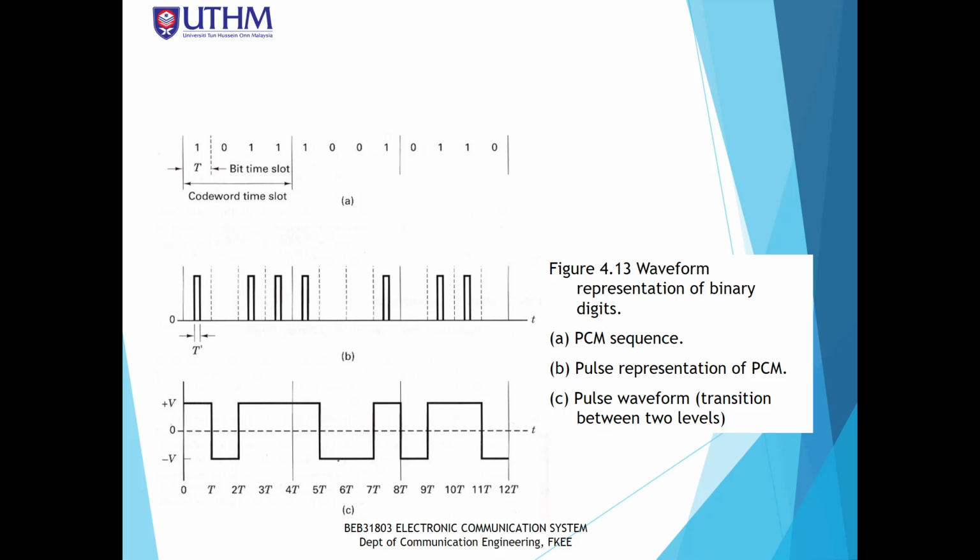Ini menunjukkan berkenaan dengan yang atas ini adalah PCM sequence. Ini adalah PCM pulse representation, macam mana bentuk pulses. Ini adalah transition untuk two levels bipolar. Yang atas ini adalah unipolar. You ada positif saja, positive side. Manakala untuk bipolar akan ada dua polarity, positive and negative.